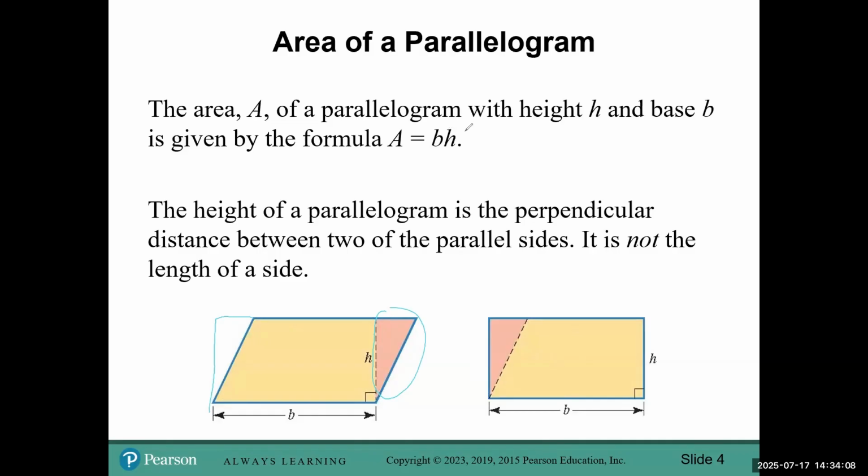So base times height. Now be careful, one common mistake I'll see is that if we're given that the base is 10 and this side is 8, we don't care what this side is. We care what the height is. So if the height is 6, then the area is going to be 6 times 10, or 60 square units. It's not going to be 10 times 8, okay? So make sure that we use the height and not the length of that side. In the rectangle, they're the same, but in the parallelogram, they're different.